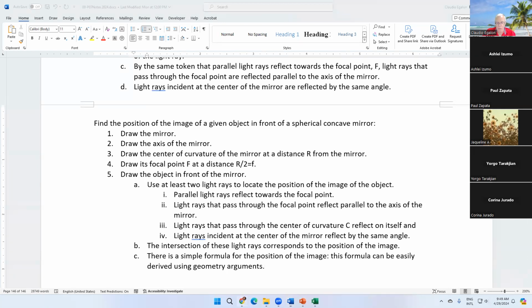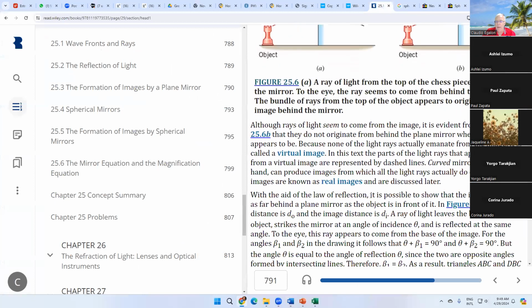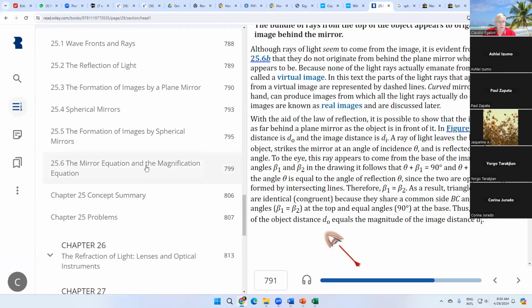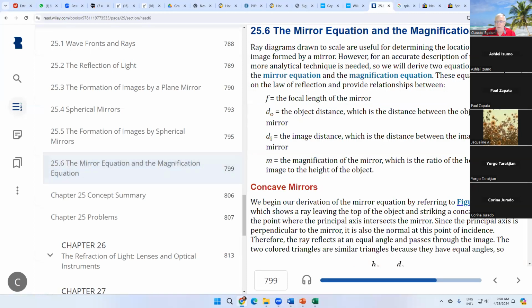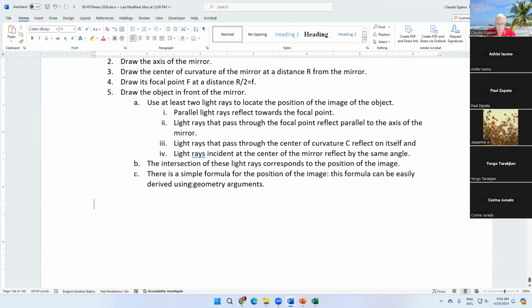Okay, I'm going to use the notation of the book. Okay, here you go. Concept: mirror equation. That's the one here that we want. See, we are going to use this notation here. Focal length of the mirror. The equation is, okay. Here you go.